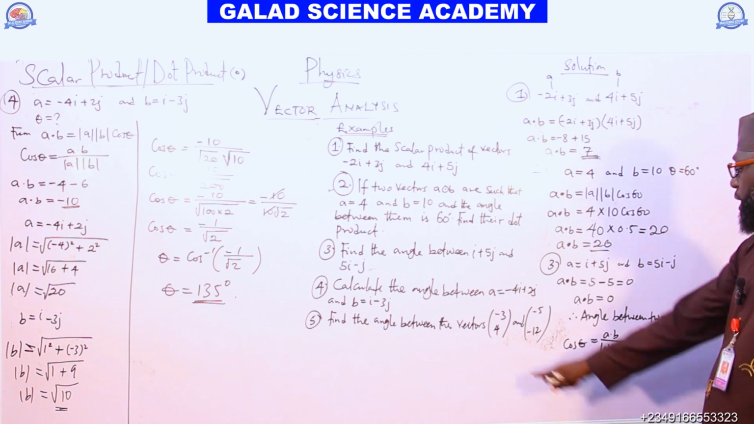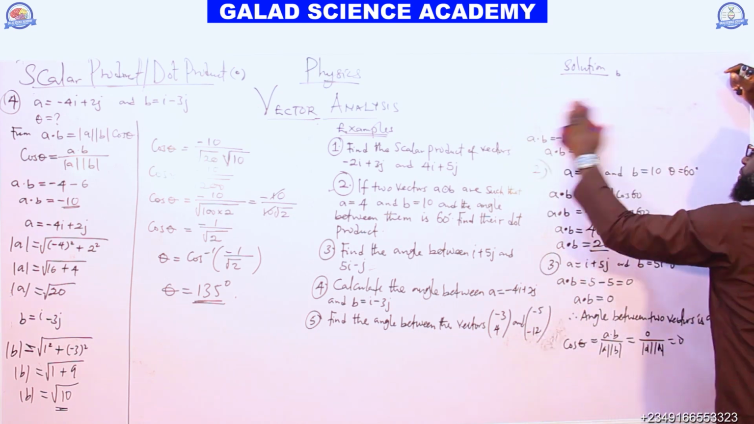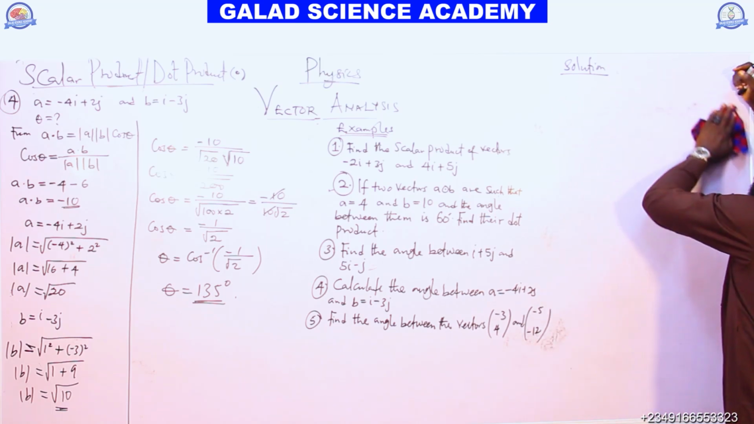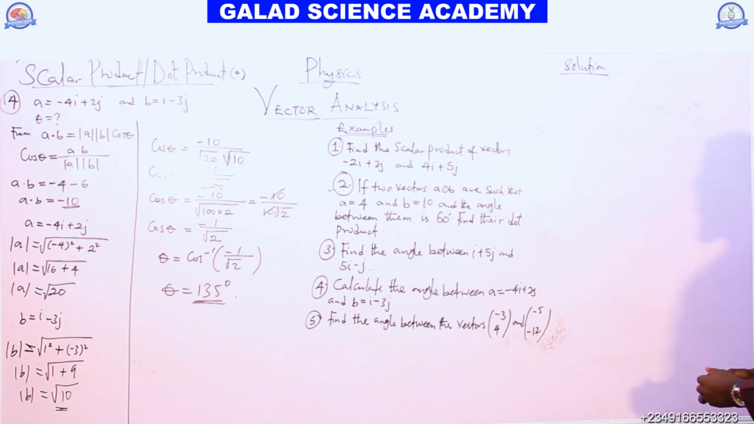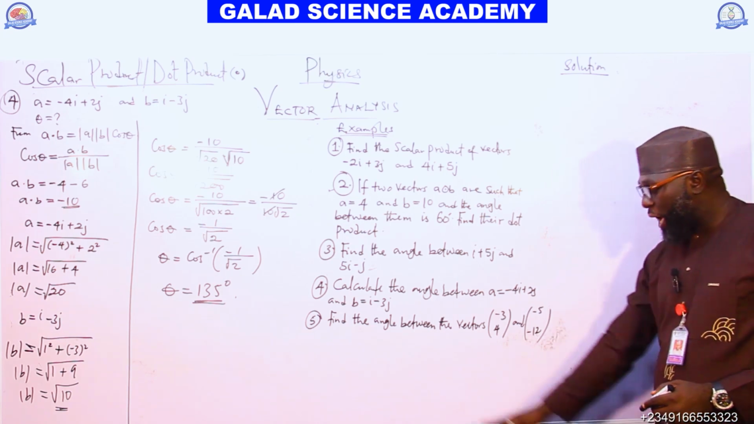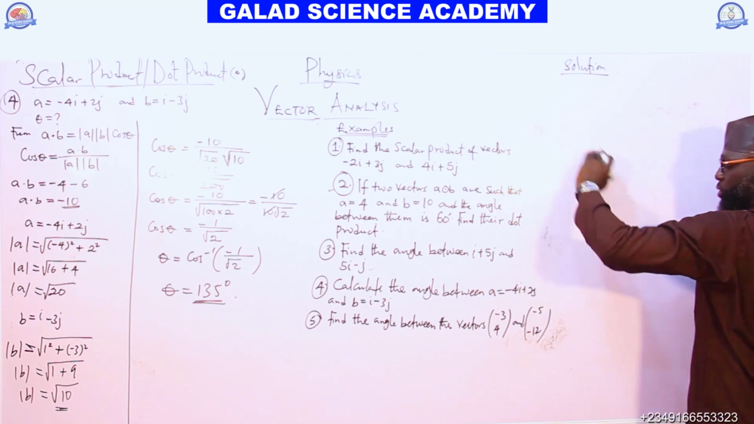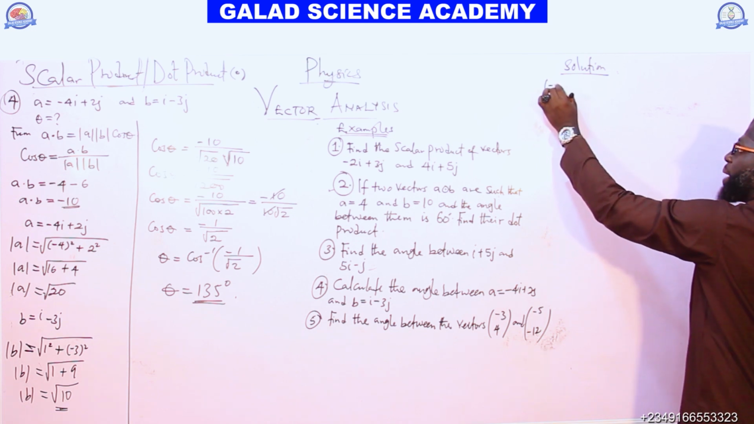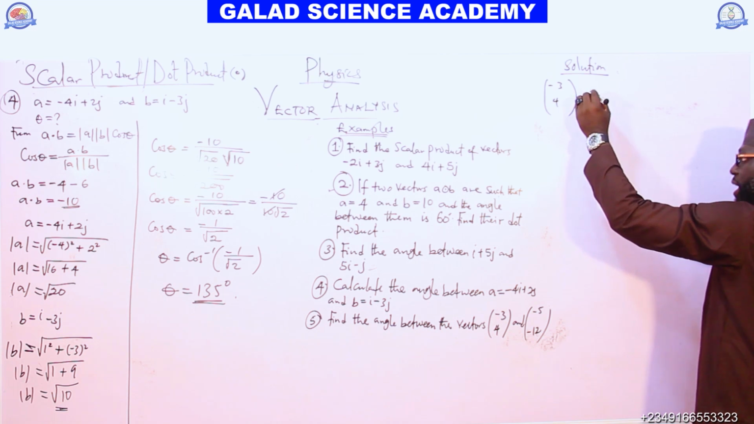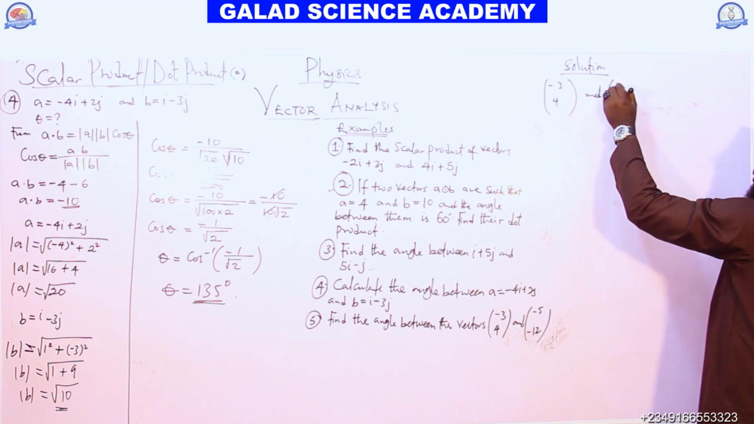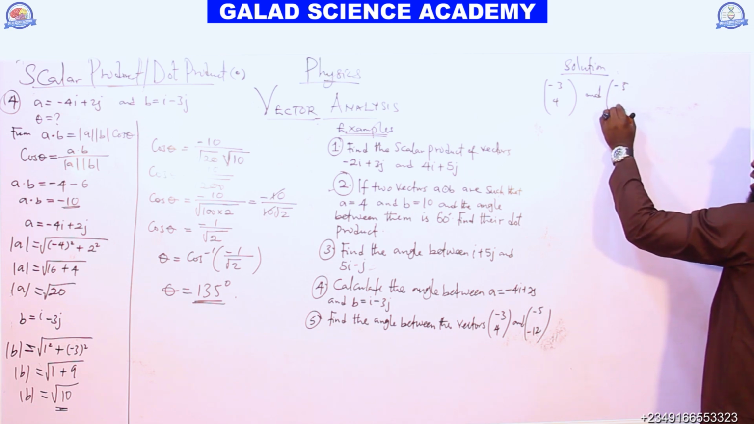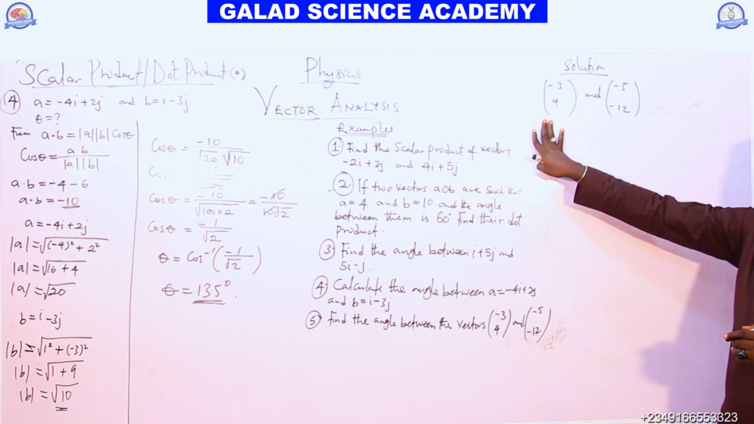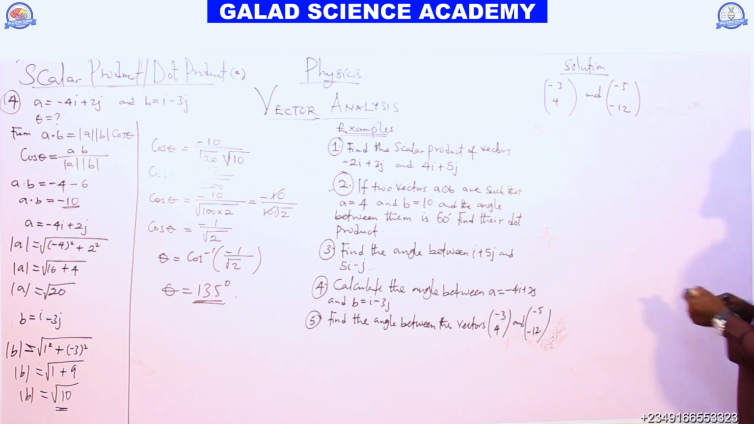The next one is the last question here, which is question 5. Yes, I like this format of question. Find the angle between these vectors. We are given that the vectors are minus 3, 4, and minus 5, minus 12.